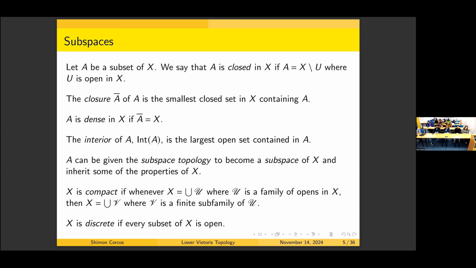And A can also become a topological space that inherits many of the properties of X by being given the subspace topology, and we then call A a subspace of X. Now I'm going to discuss two topological properties of spaces. We say that a space is compact if whenever it's covered by a family of open sets, then there is a finite number of them that also cover the space X. And X is discrete if all of the subsets of X are open.